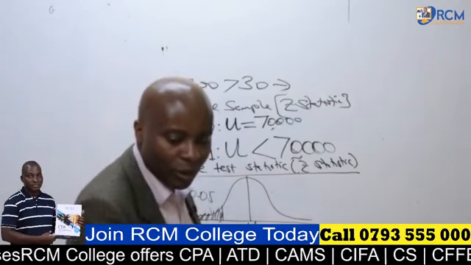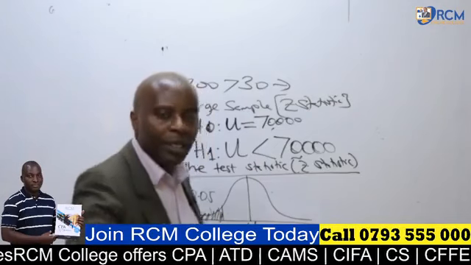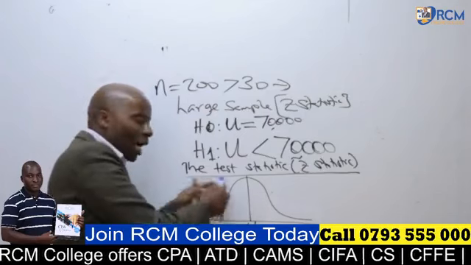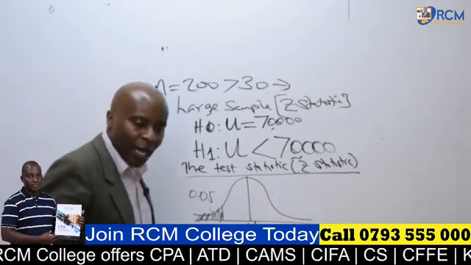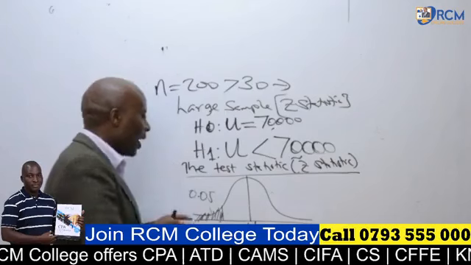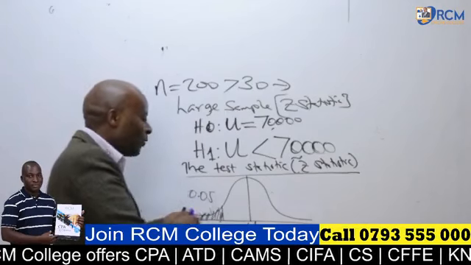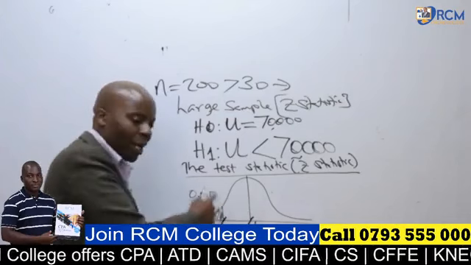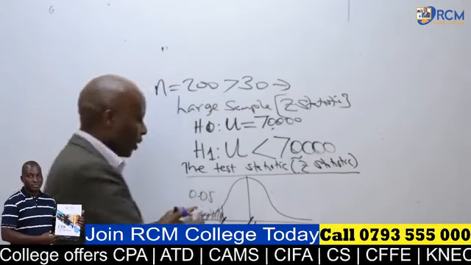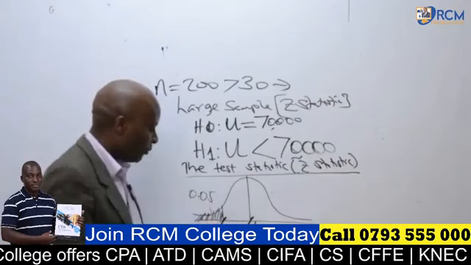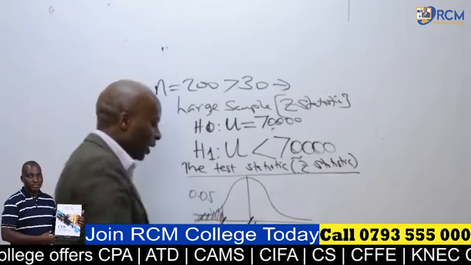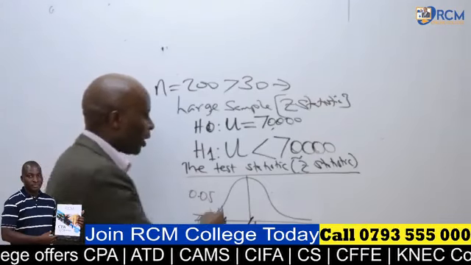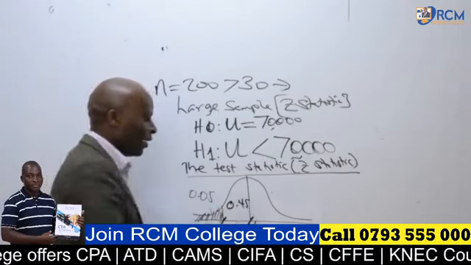Please let it not get lost on us the fact that the total half area is 0.5. And if we happen to know this 0.05, could you kindly give me this area from here to here, given that the 2 areas must add up to 0.5? Therefore, this unshaded area will be 0.45. Thank you very much.